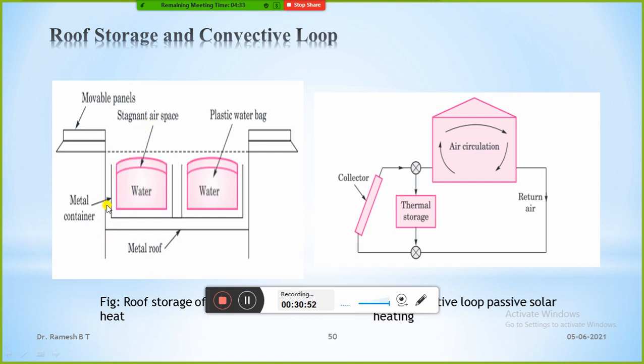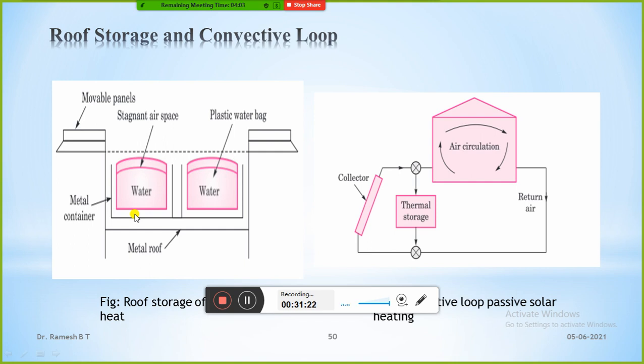This is the metal container. In the metal container there is a plastic bag filled with water, directly exposed to the sun, and it will absorb and trap the heat. Between them there is a space available, and in that space air is continuously flowing. That air gains heat from the water bags, and it is continuously supplied to the main space or building for heating purposes.